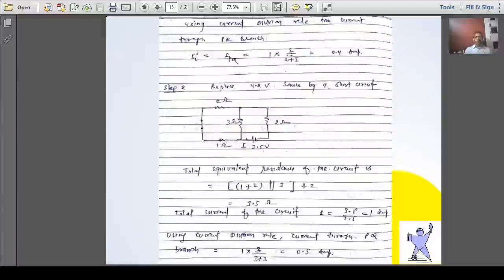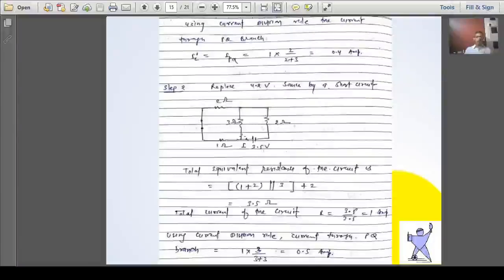Because there are two parallel branches of 2 ohm and 3 ohms, it will give you 0.4 ampere. Now in step 2, we'll take the 3.5 volt source and replace the 4.2 volt source by a short circuit. Again, we are interested to find out the current in the 3 ohm resistor. So this is the branch current.